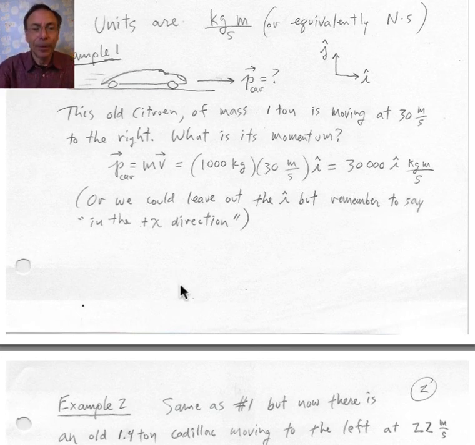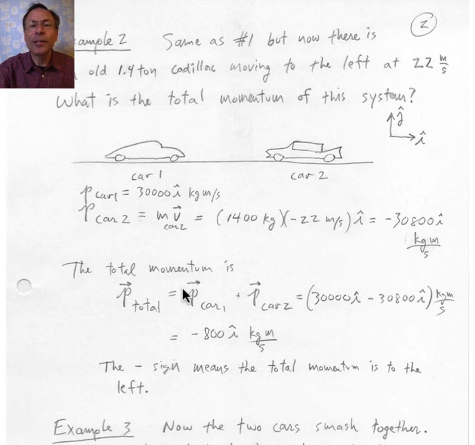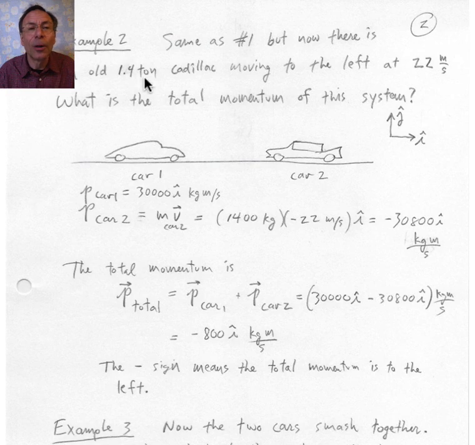Okay. Let's have another example. I'm going somewhere with these examples. You'll find out. Okay, so we still have our Citroën with the same momentum as before, but now there is a 1.4 ton Cadillac, and it's moving to the left at 22 meters per second. What is the total momentum of the system? So in other words, by saying total, what I mean is if I were to take the momentum for the Citroën and the momentum for the Cadillac and put those two momentums together, I would have the total momentum. So we already know the momentum of the Citroën, car 1.